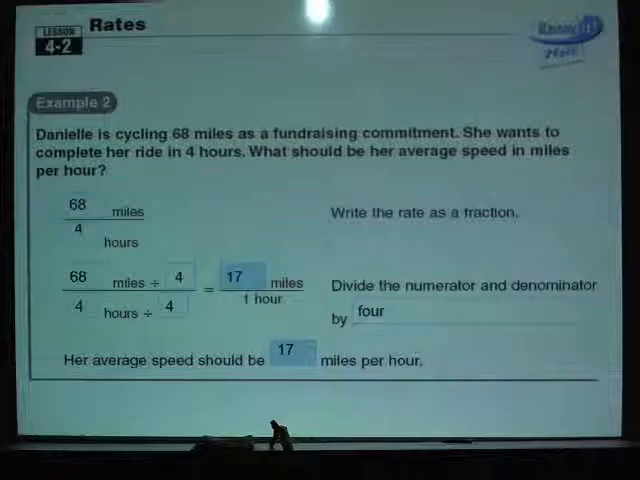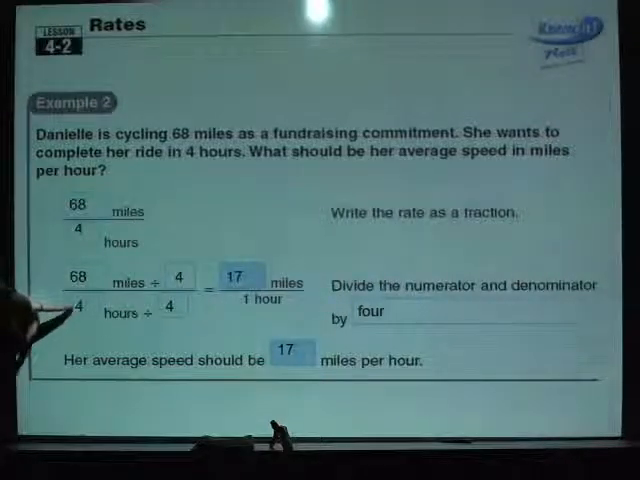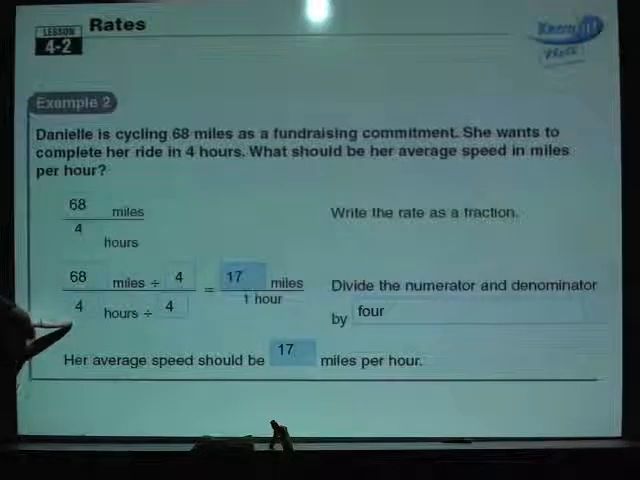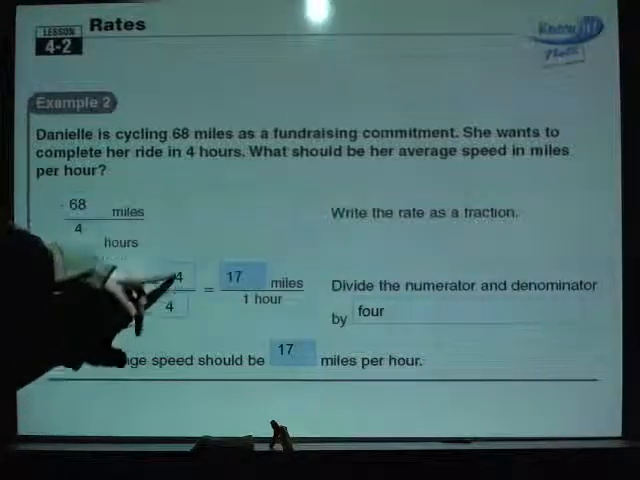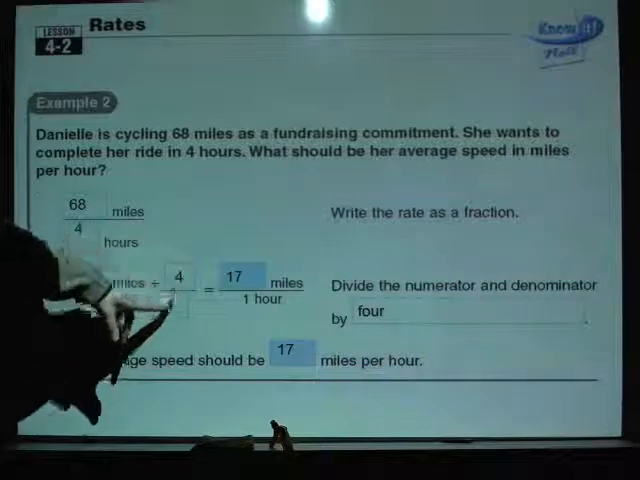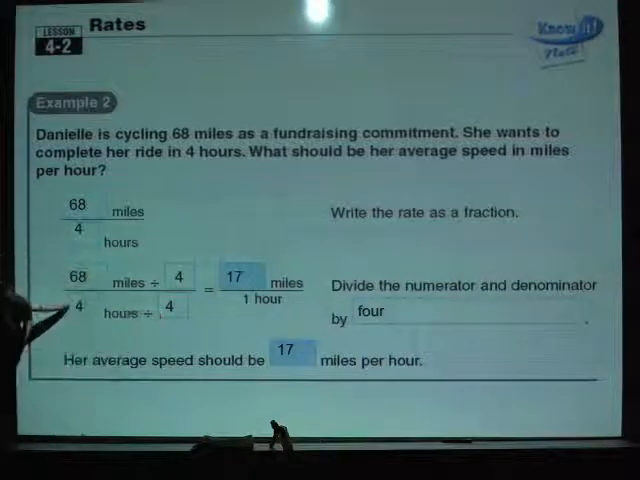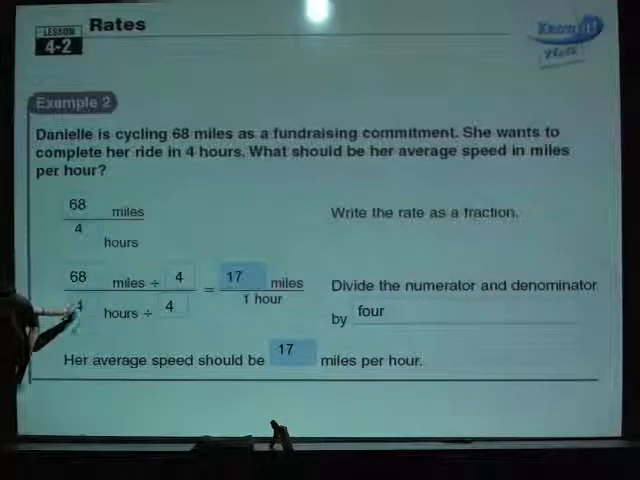Miles is going to go in the top, it said first. So 68 miles in 4 hours. Well, if we're trying to get this down to 1 hour, that means I want the bottom number to become a 1. So I'm going to take whatever the bottom is and divide by it. That's why you can see they're dividing by 4 here in both the numerator and denominator. To make this go down to 1, you have to divide by itself.